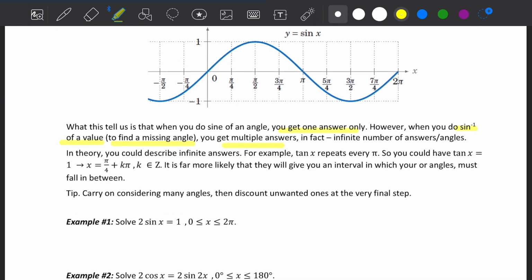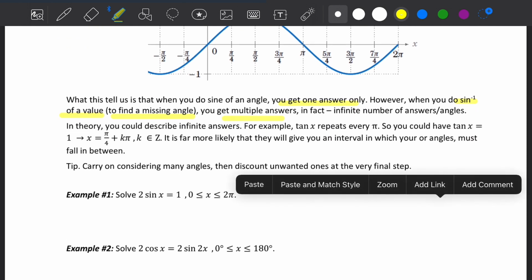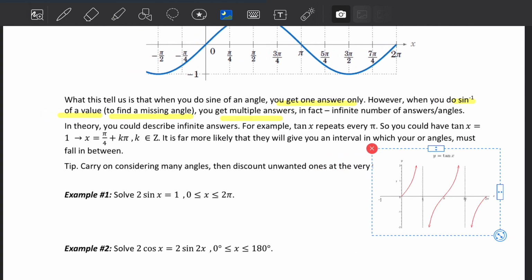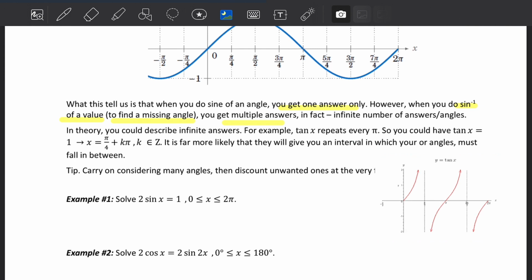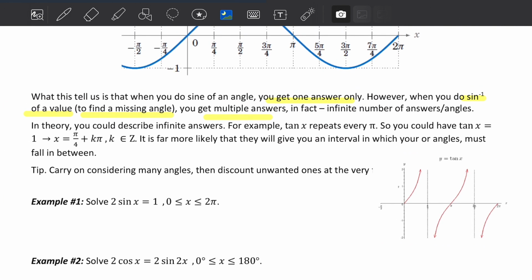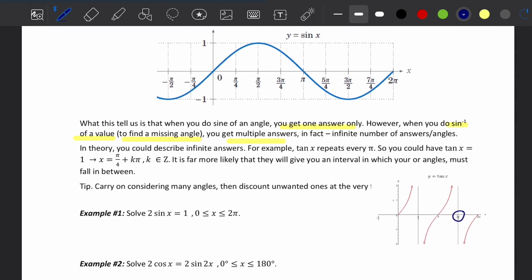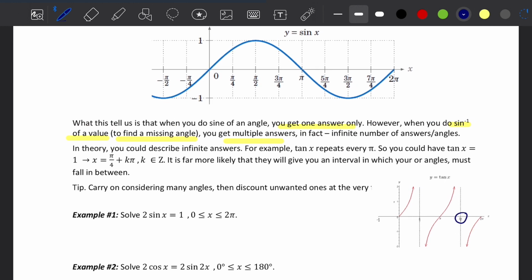For example, let's say you have a tangent graph like this. When you have a tangent graph, you know that it repeats every pi, right? So you could have tangent x equals 1. When you have the equation tangent x equals 1, you can find the angle x by using the formula pi over 4 plus k pi, where k is any integer.